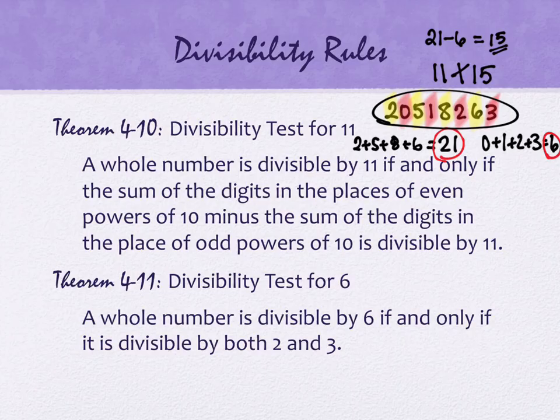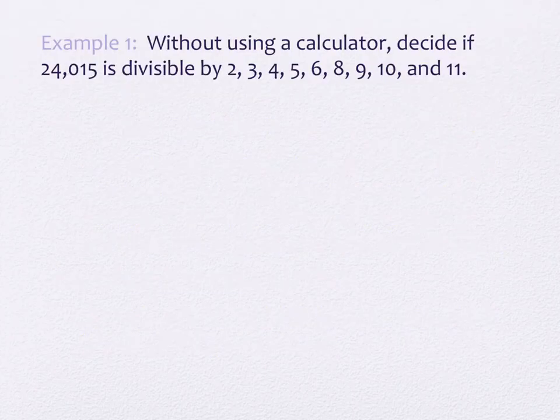All right, so we're going to do an example. Our number is 24,015, and we're going to decide if it's divisible by this list of numbers, and justify it based on the properties that we just discussed. I'm going to list them out one at a time, and we're going to say yes or no, and describe why.